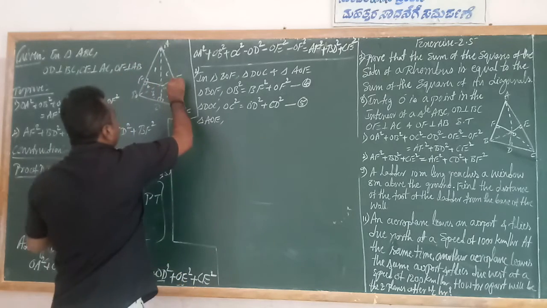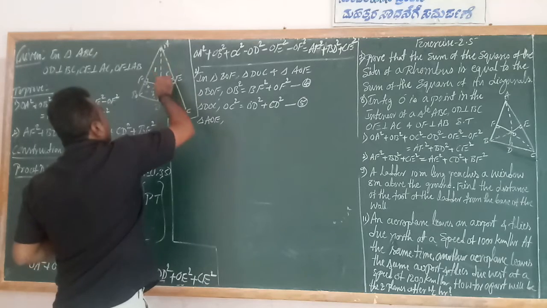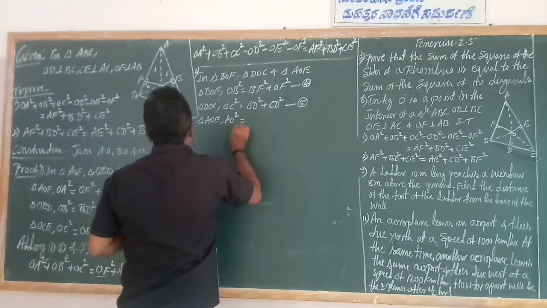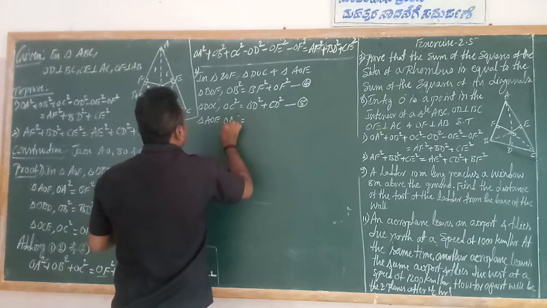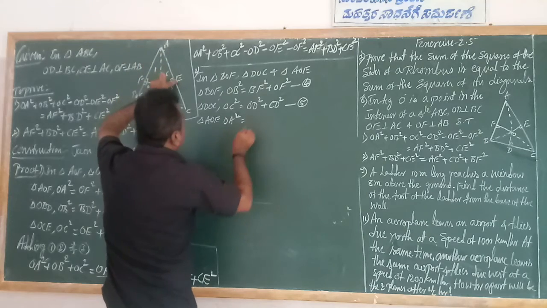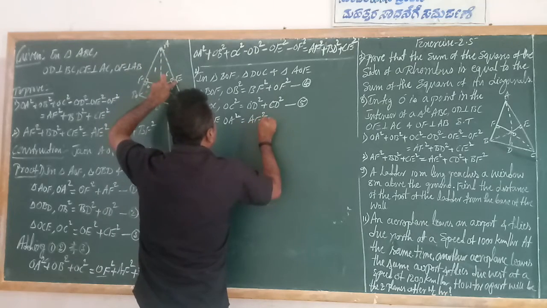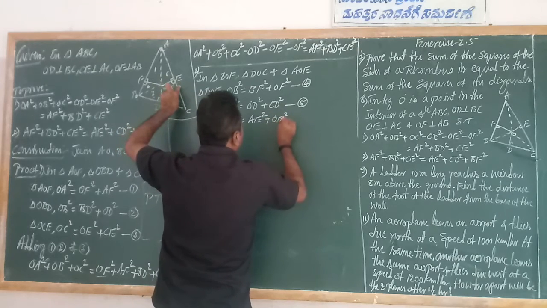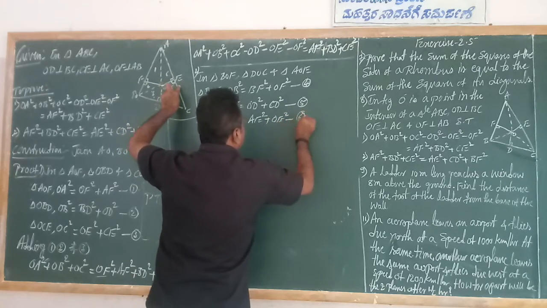AOE is also 90 degrees. Therefore, AO square, or OA square, is equal to, with the 90 degree remaining, AE square plus OE square. Okay, so that is equation number 6.